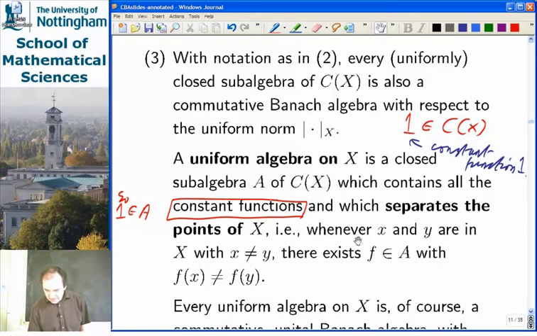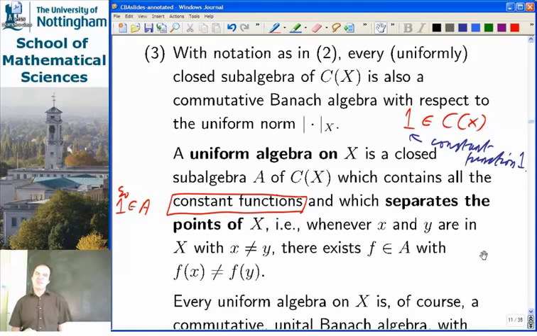And then there's this further condition that says you should separate the points of x. To be a genuine uniform algebra on x, you don't want to have functions which always take the same value here as they do there. You insist that you separate the points of x. So whenever you take two different points of x, you can find a function in the algebra that takes different values at those points.